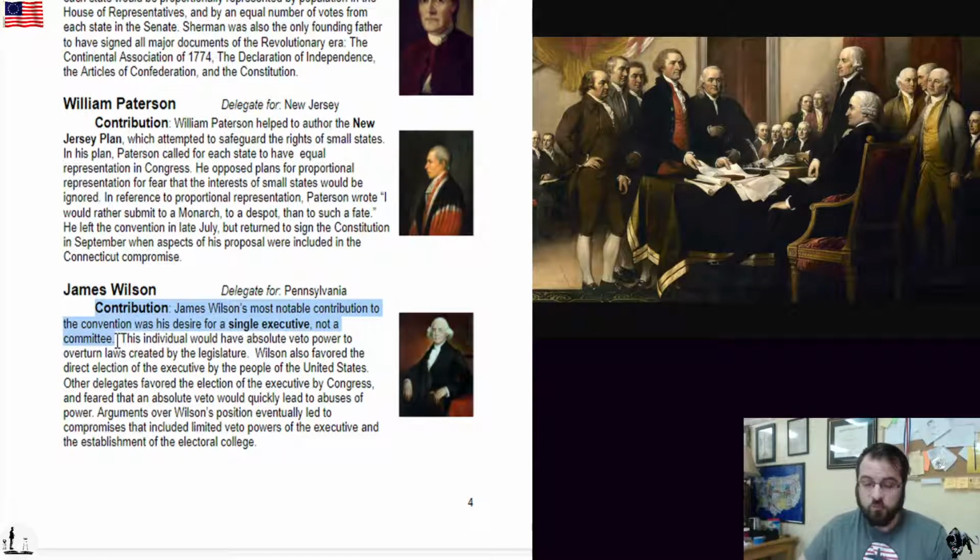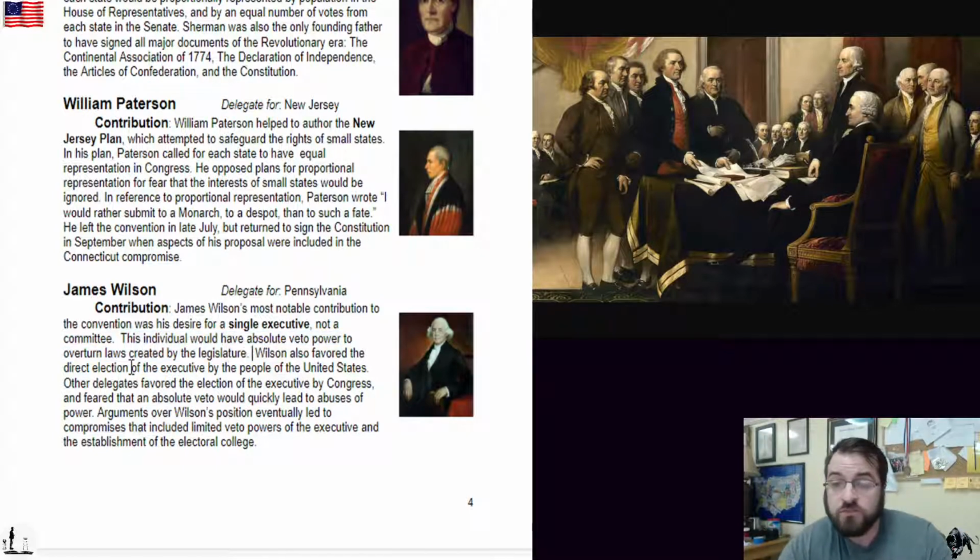So people were arguing, instead of a king, we should have a group of 5 men. And these 5 men, they would run the country on a day-to-day basis, and any law passed by Congress, it would be these 5 men, their job to make sure it actually happened. And James Wilson says, one guy, because those 5 will just argue, right? This individual, this single executive, would have absolute veto power to overturn laws created by the legislature.